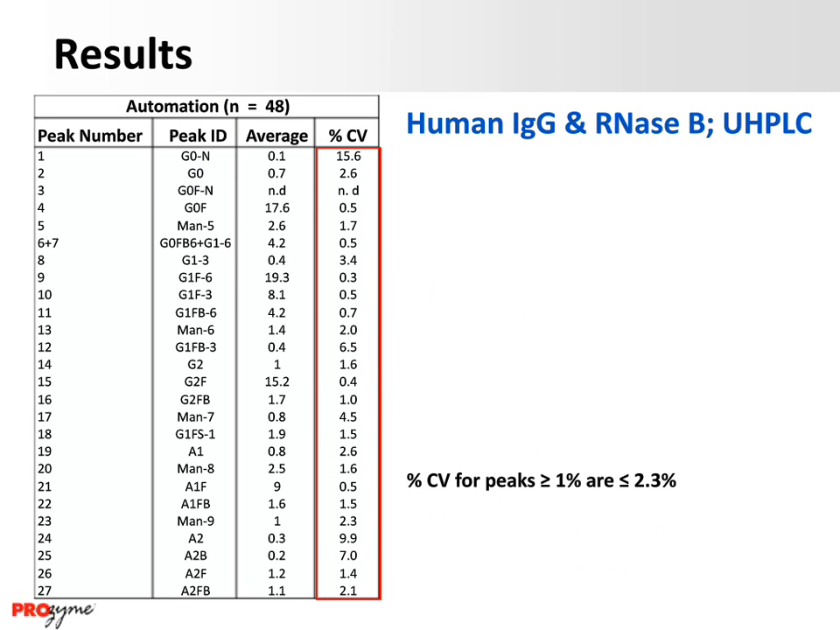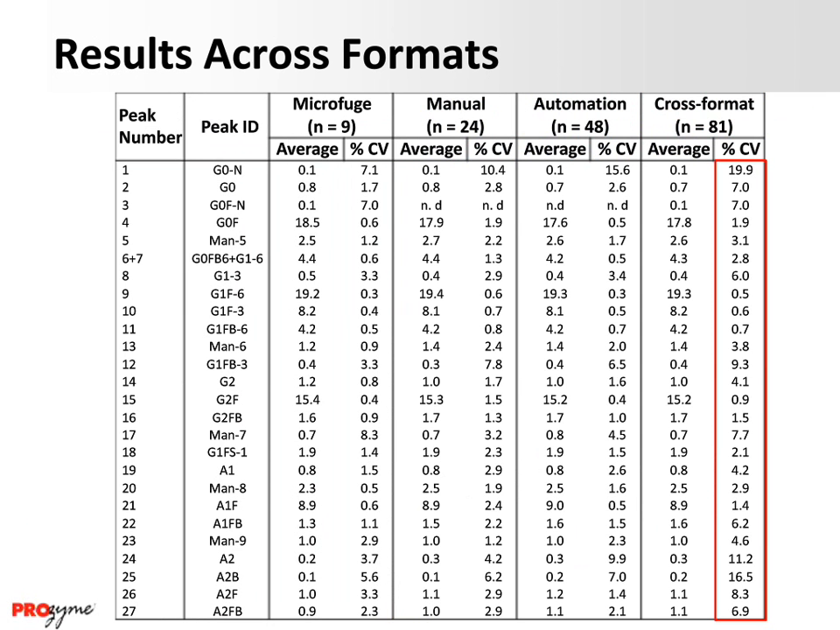And this slide shows the results across formats. So manual formats, such as using the microfuge format or the manual 96-well plate format or the automated 96-well format. And this is to show that we get good agreement between each of these methods. So really people can pick the method that they would like to use.